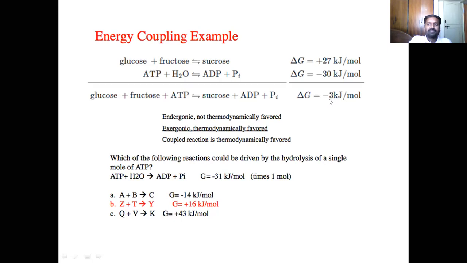That is what the benefit of energy coupling is. So any molecule a cell wants, which cannot be synthesized directly through an endergonic reaction, it couples with ATP hydrolysis and synthesizes it. So what is ATP acting as? It is acting as an energy currency.